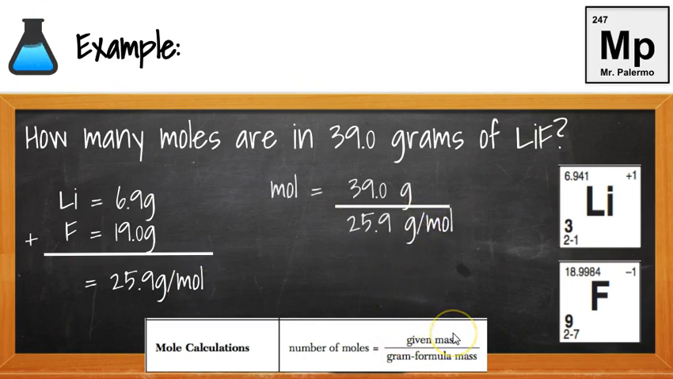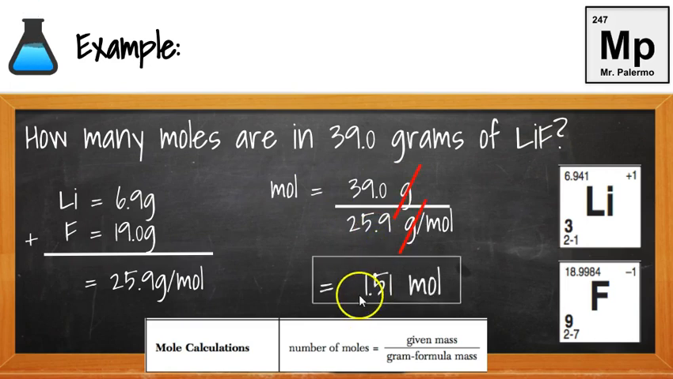The given mass is the mass that they're giving you in grams. So how many moles are in 39 grams? So that goes on top. And we divide 39 by 25.9, you get 1.51 moles. Notice that grams divided by grams cancels out, and that's why we're left with our unit of moles, which we're looking for.